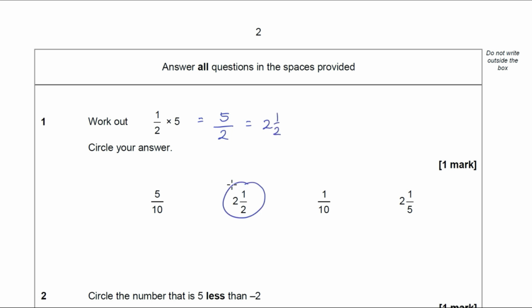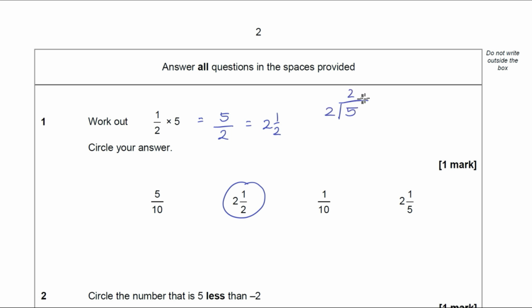And as usual, I want to explain a little bit more for who wants to know. But if you know it, then you can just skip it. So how did I actually get 5 by 2 into 2.5? So 5 by 2 is actually 5 divided by 2.